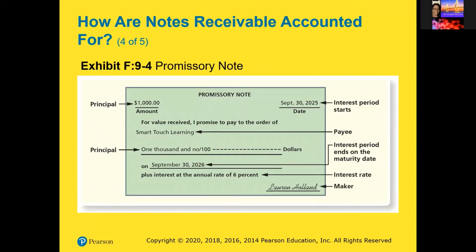In order for a note receivable to be enforceable, it must be evidenced by a signed promissory note. The note must have 4 primary components. 1, the principal amount. The principal amount must be stated on the face of the promissory note. The interest period must be identified. The interest rate also must be identified. And the promissory note must be signed by the maker.